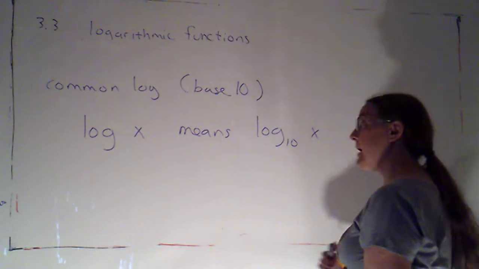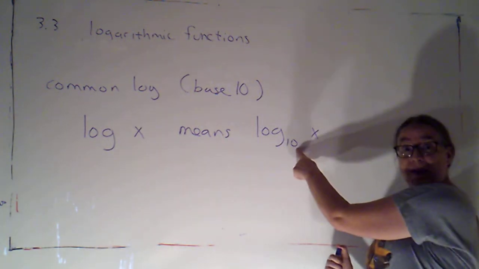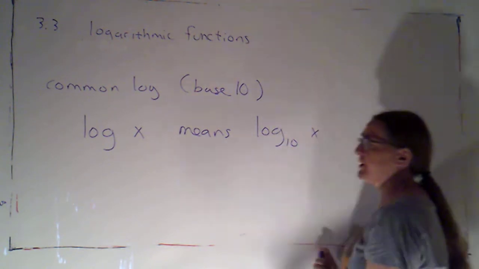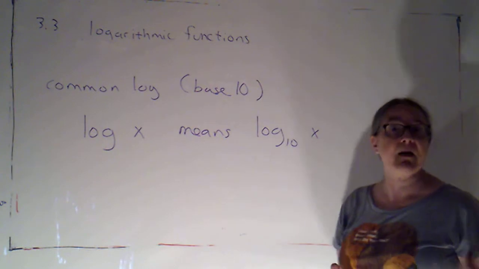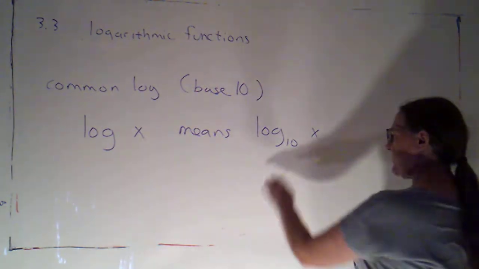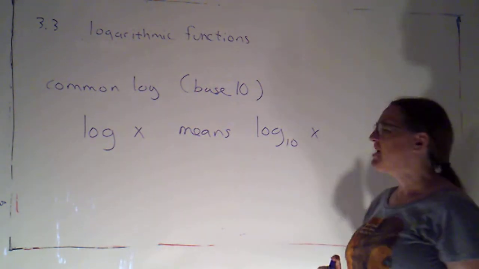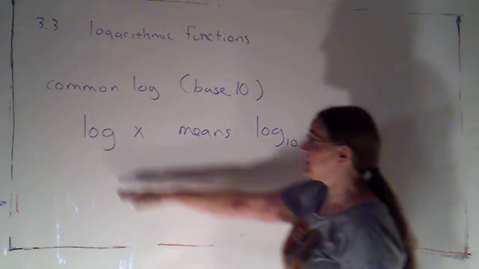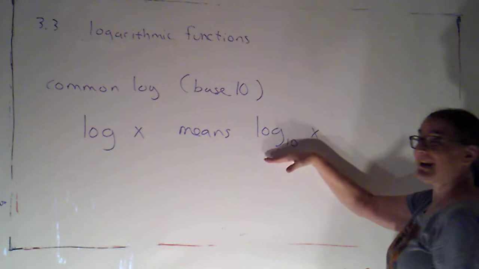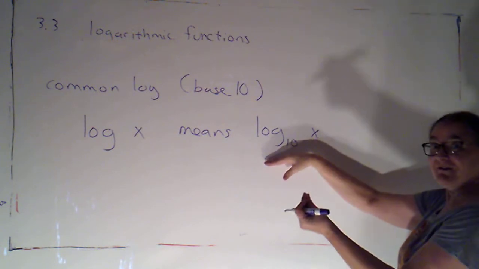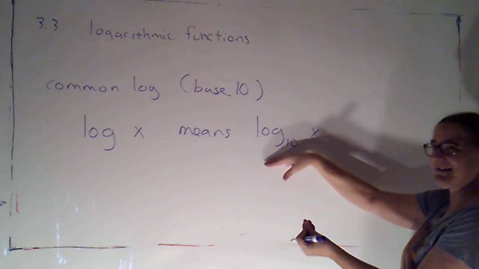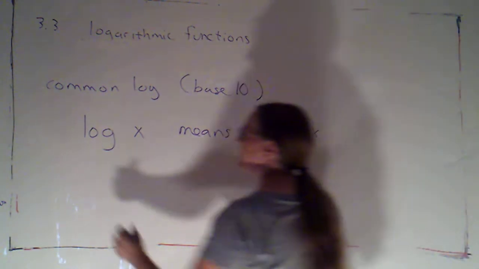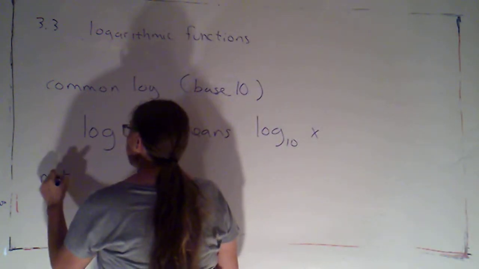If you find it helpful to write in that the base is 10, this is totally fine. It's not standard. Most people are lazy enough that if they don't have to write a 10, they won't. But as you're learning, if you find it helpful to have that sitting there, totally fine to write that in. But it is your job to recognize that this symbol means the same thing as this. So if it's not written, you need to know the base is 10, whether you choose to explicitly write that or not. Okay. And then there's the natural log.